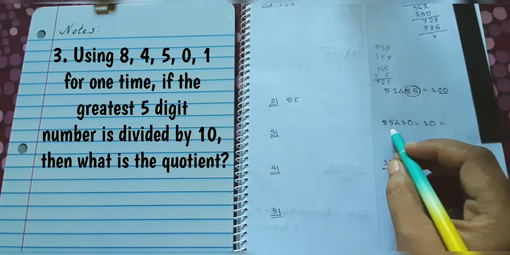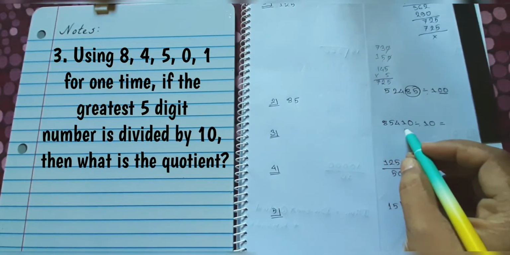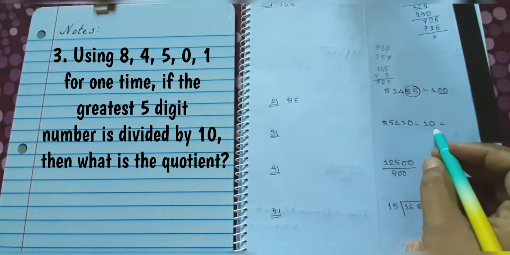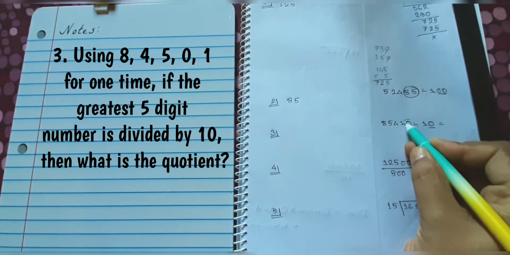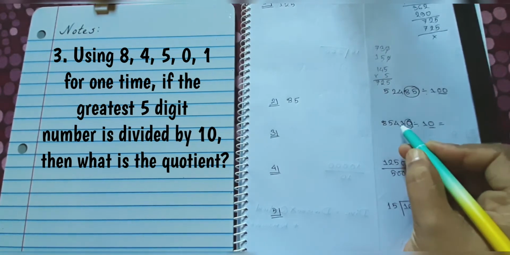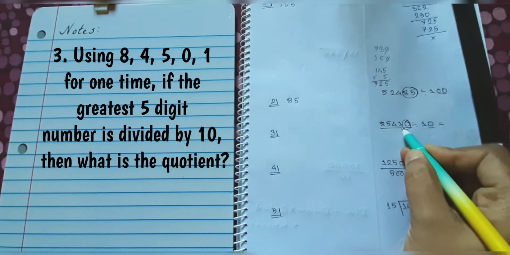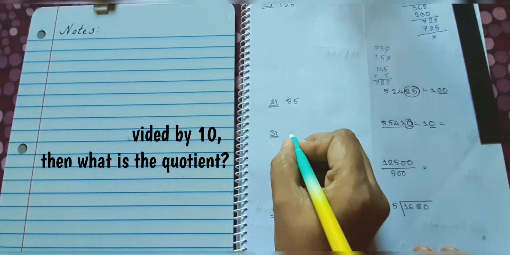You can see that already I have figured out the 5 digit greatest number, 85,410, and we are dividing with 10, and there is 0, 1, 0 and there is 1, 0. So this is our remainder, actually no remainder, and this is the quotient over here. So our answer will be this.